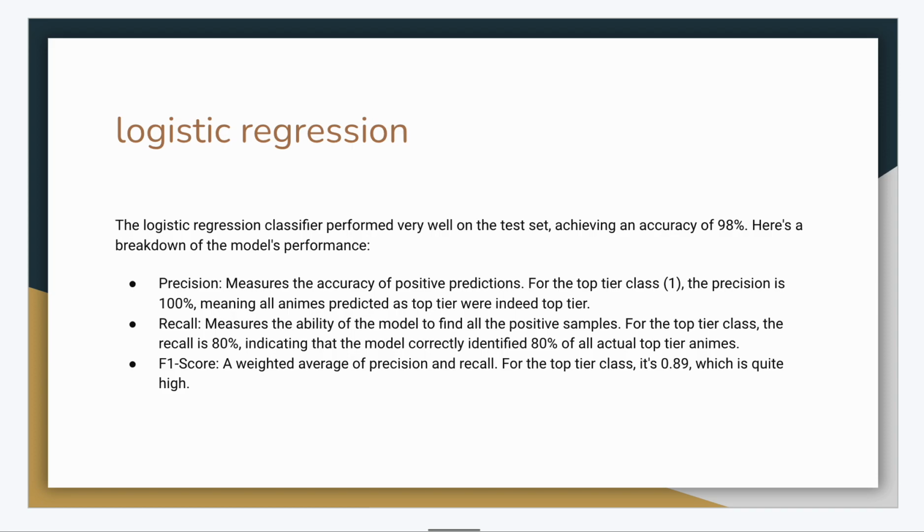So all anime predicted as top tier were indeed top tier. For the top tier class, the recall, which measures the model's ability to find all positive samples, is 80%, which means the model correctly identified 80% of all actual top tier anime. And the F1 score is 0.89, which is very high compared to the other two classifiers later on.